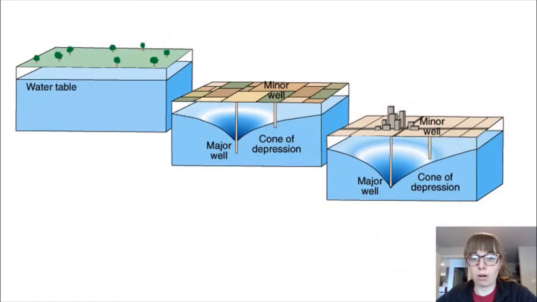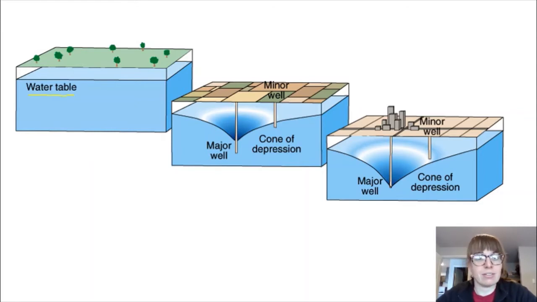Humans extract water from the groundwater system by drilling wells. A lot of you are at home and you might have well water, and get all of your water for your home or your town from well water. And something that happens when you drill wells is called the cone of depression.